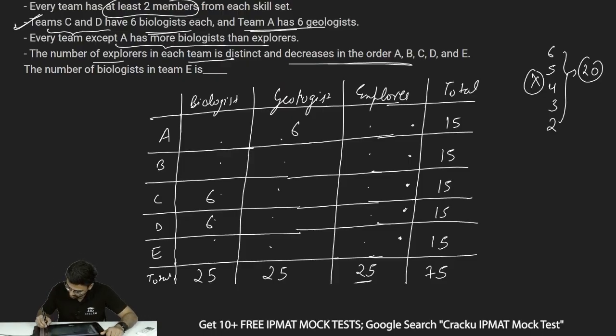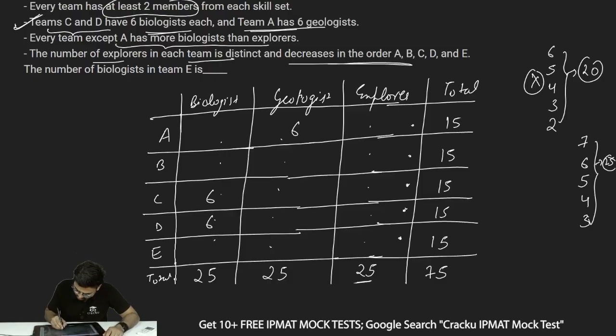Now let's take E as 3. If I take E as 3, number of explorers in D will be at least 4, because it is decreasing in the order and they are distinct. Now for C it will be 5. So from E to A it will be increasing. For B it should be at least 6, and for A it should be at least 7. So 3 plus 4 plus 5 plus 6 plus 7 is equal to 25.